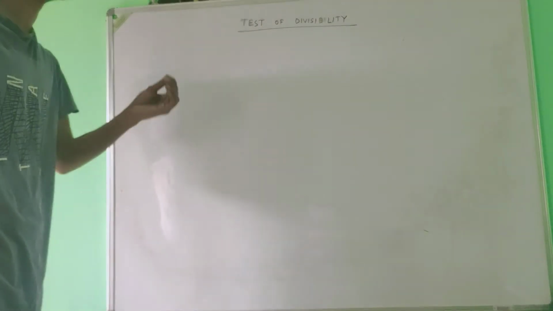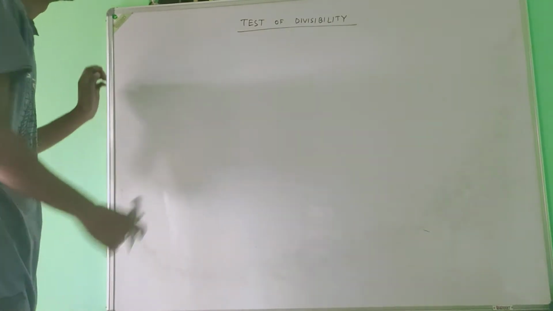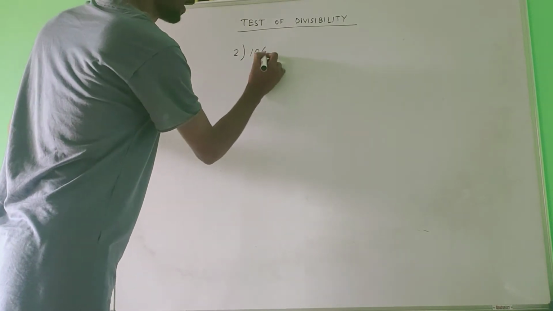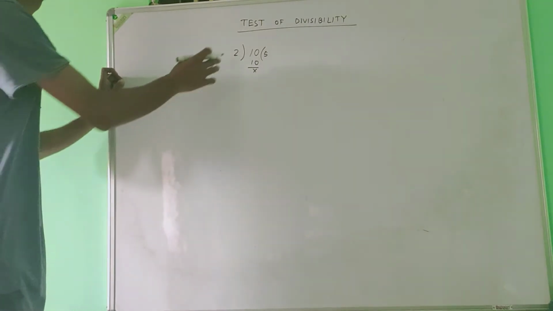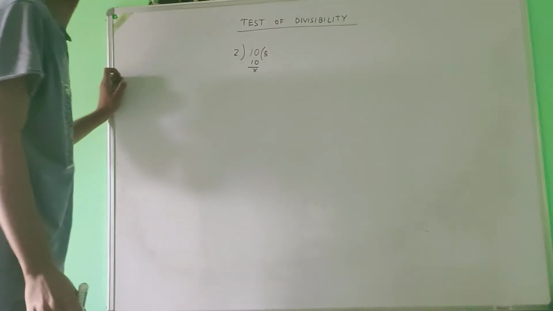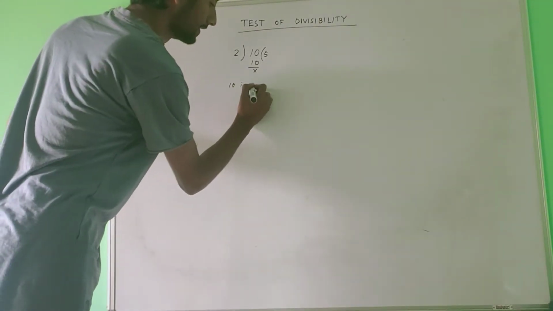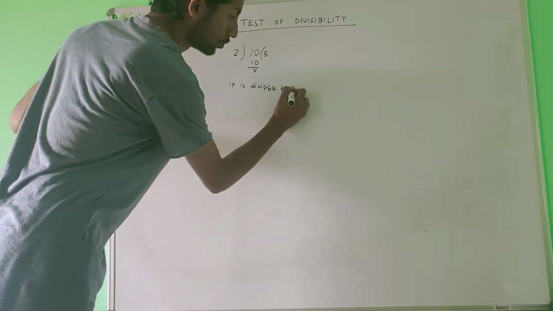You can divide directly, and if you do not get any remainder, then it is divisible by 2, like 10. If you divide 10 by 2, you get 5. There is no remainder, so we can write that 10 is divisible by 2.